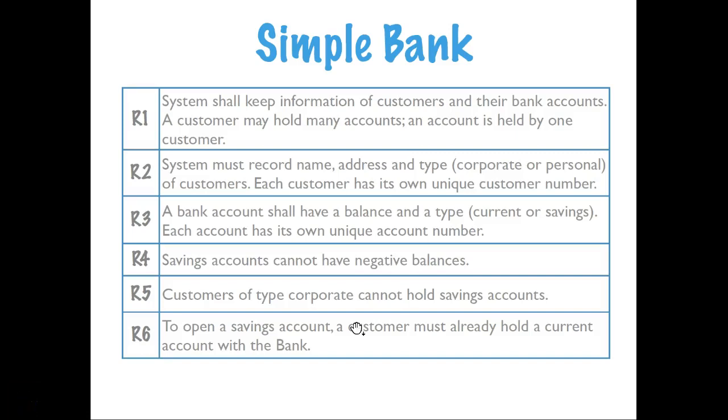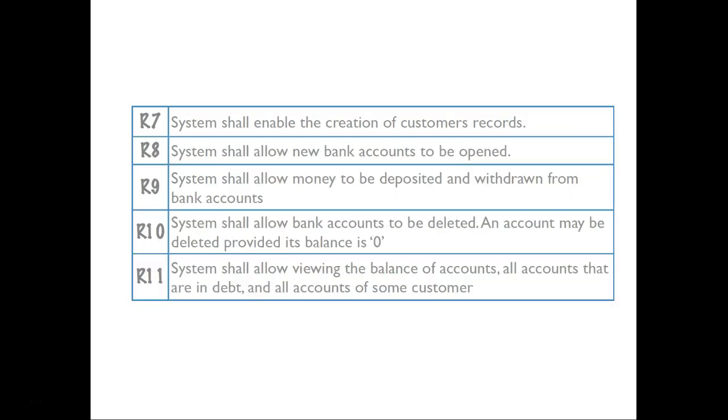And now that we have defined the state space of Simple Bank and all the constraints of the state space, which are captured by the requirements R4, R5, and R6, it is now time to define the dynamics of this system, which means I will have to define the operations for this system. And these are requirements R7 to R11.